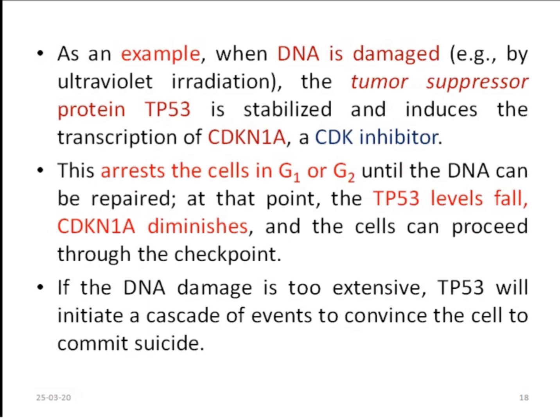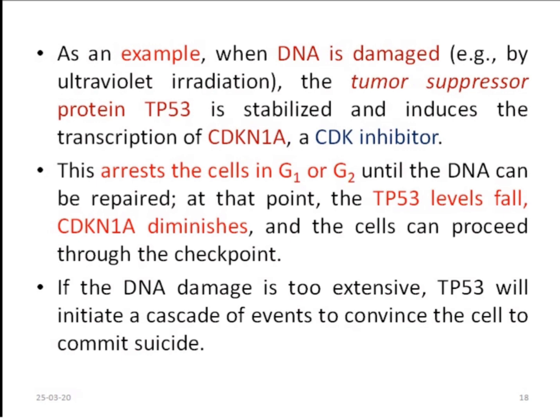This arrests the cells in G1 or G2 until the DNA can be repaired. At that point, the TP53 level falls, CDKN1A diminishes, and the cells can proceed through the checkpoints. What does it mean? It means when the process of repair is going on, the cells have been stopped, the whole cell cycle process has been kept on hold or standby. Once this repair process is completed, the process is given back to go, and they start the process again, right?